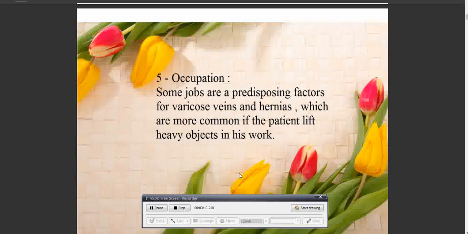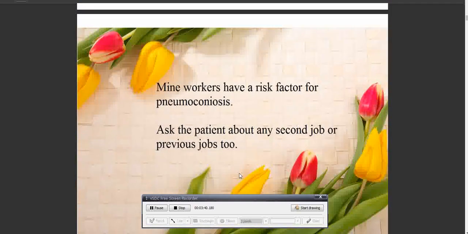Predisposing in a way that the job gives a patient a tendency, or it enhances the probability of the disease to affect the patient. For instance, when you're doing a job which is strenuous, you definitely develop either muscle conditions or bone conditions. Some jobs can cause varicose veins and hernias, which are more common if the patient lifts heavy objects at work. So by knowing the occupation, you'll narrow your diagnosis. Mine workers have a risk factor of pneumoconiosis.